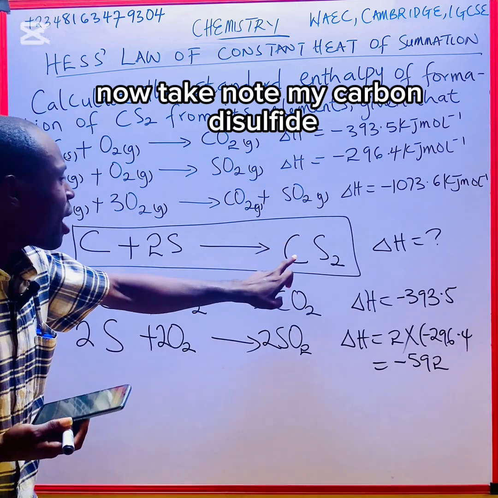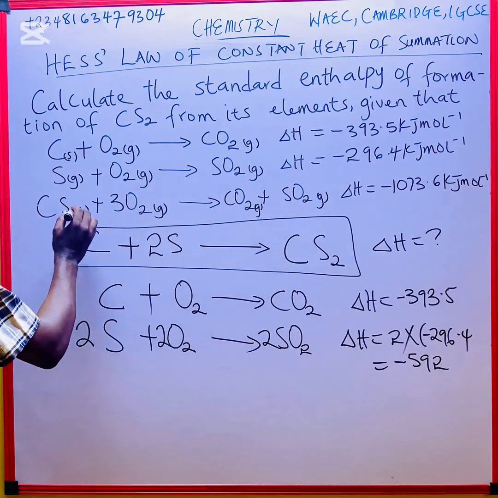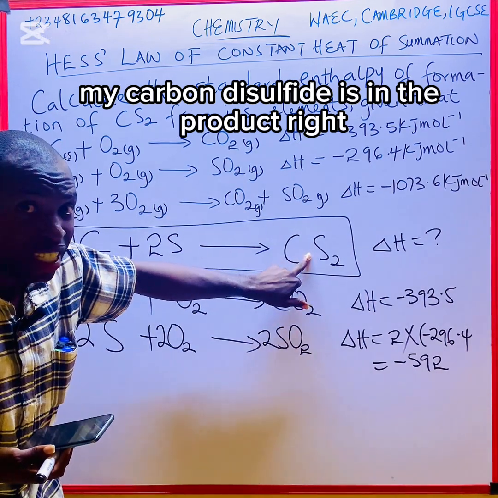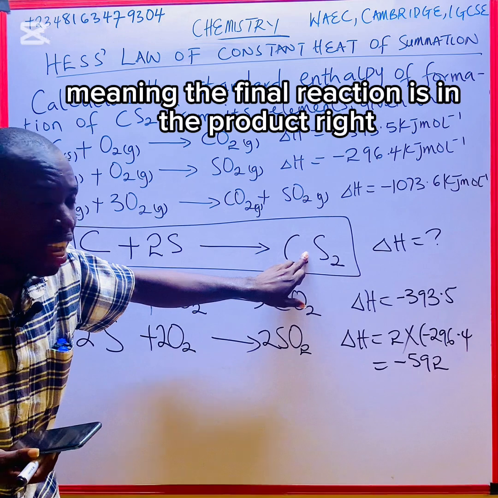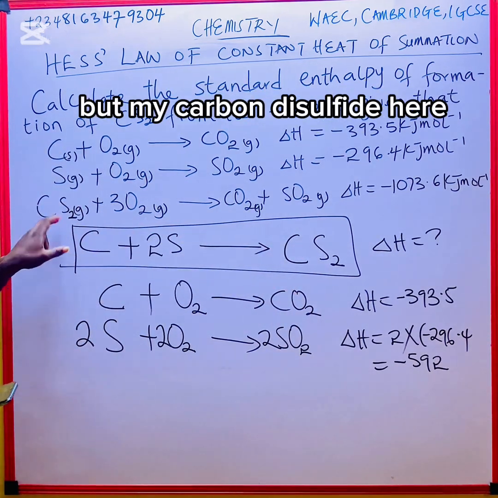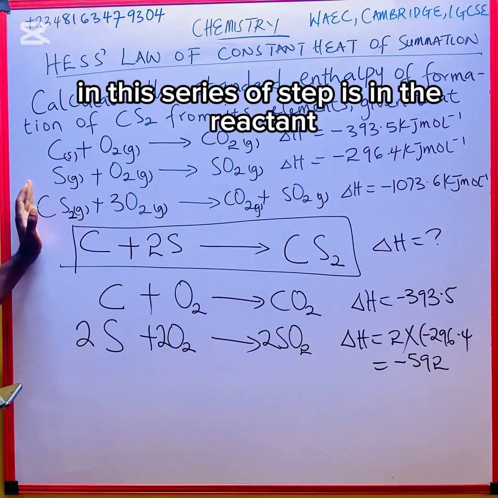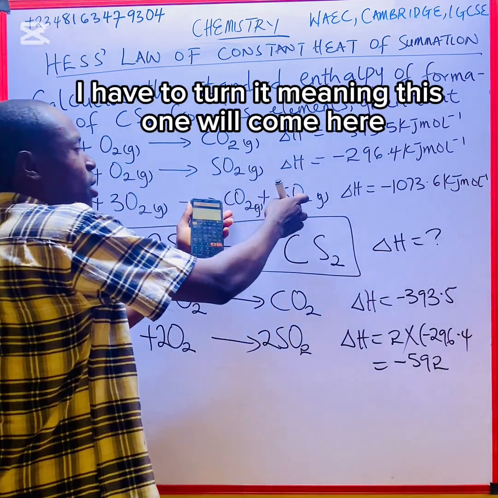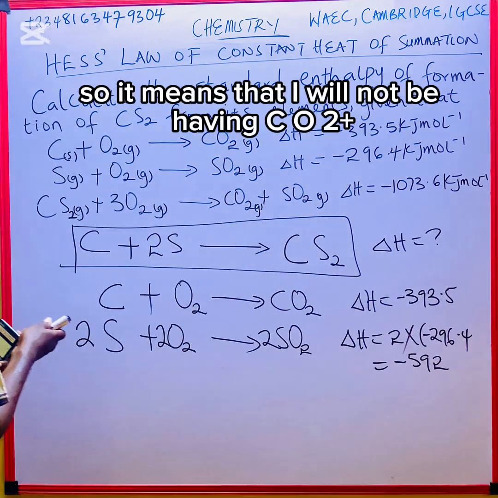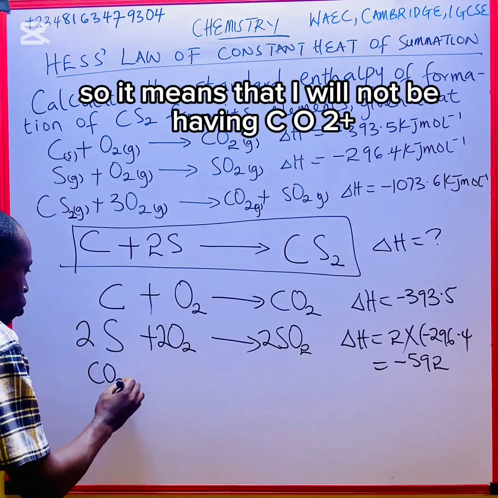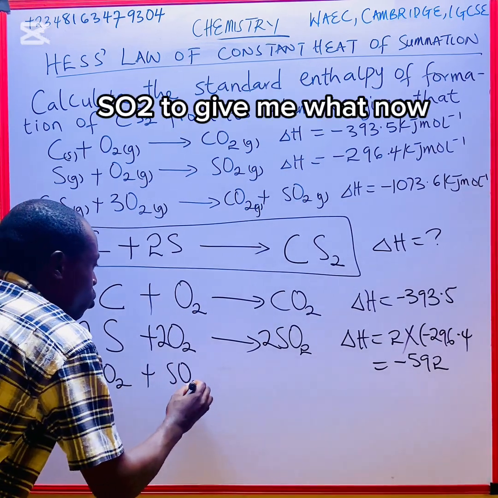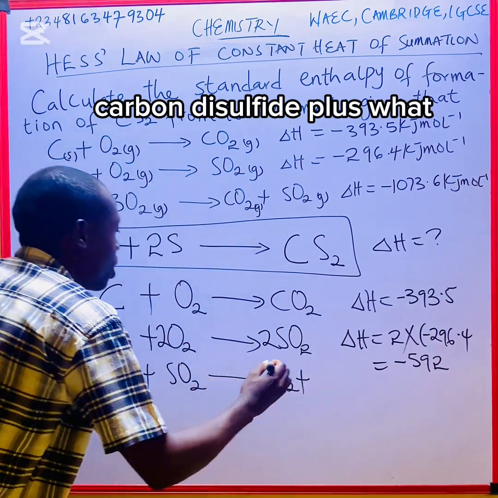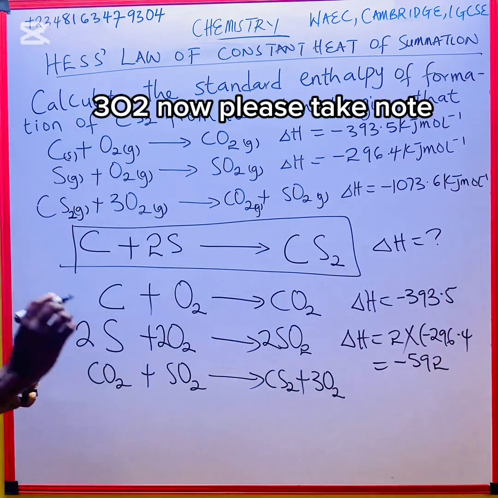Now, take note. My carbon disulfide, there's an error here, okay? My carbon disulfide is in the product, meaning the final reaction here is in the product. But my carbon disulfide here in this series of steps is in the reactant. So what do I do? I will have to change it. I'll have to turn it, meaning this one will come here, this one will come here. So it means that I will now be having CO2 plus SO2 to give me what now? Carbon disulfide plus what? 3O2.